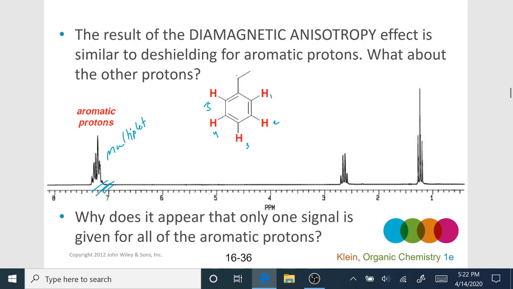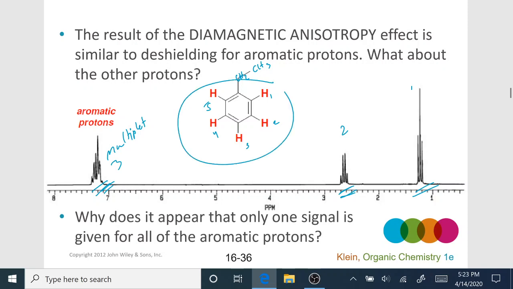And then we have these other hydrogens, the CH2 and the CH3. And the CH2 is actually closer to the benzene ring, so it's a little more deshielded. It's going to show up about 2.5. And the CH3 is going to show up at around 1. So I have 1, 2, 3 signals in this NMR.